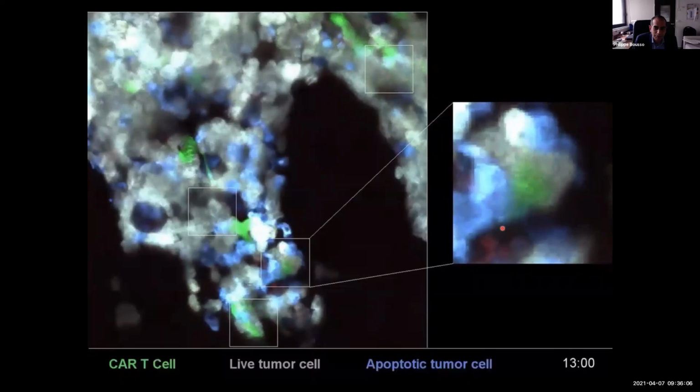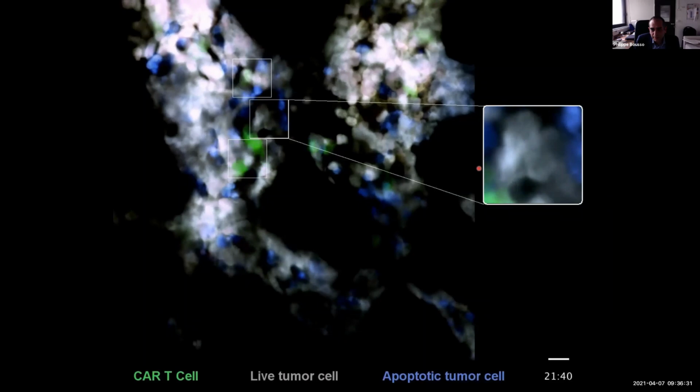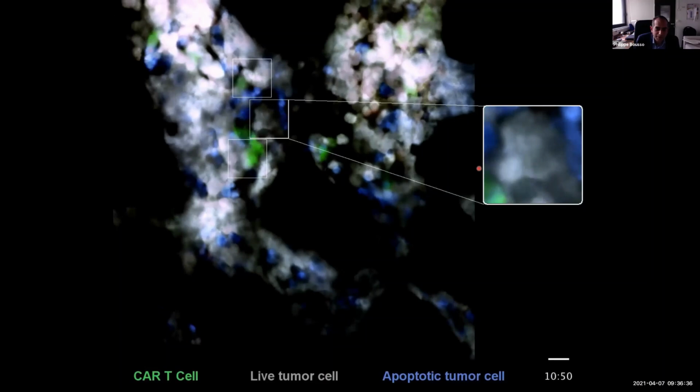And in some cases, that's quite helpful because what we can see from time to time is the same CAR T cell engaging multiple targets sequentially and killing different targets one after another. So you will see an example here where these two tumor cells will be killed one after another by the same CAR T cell. And this is what you see on this movie.